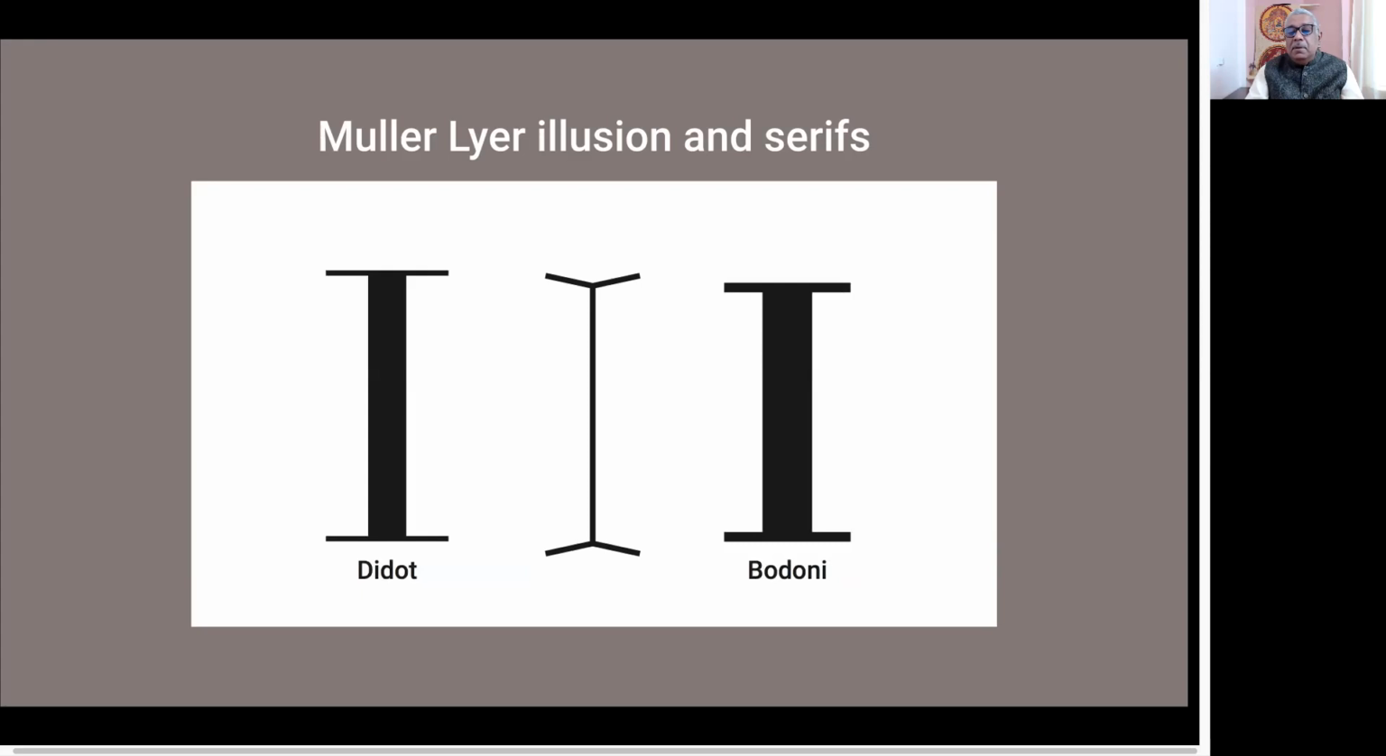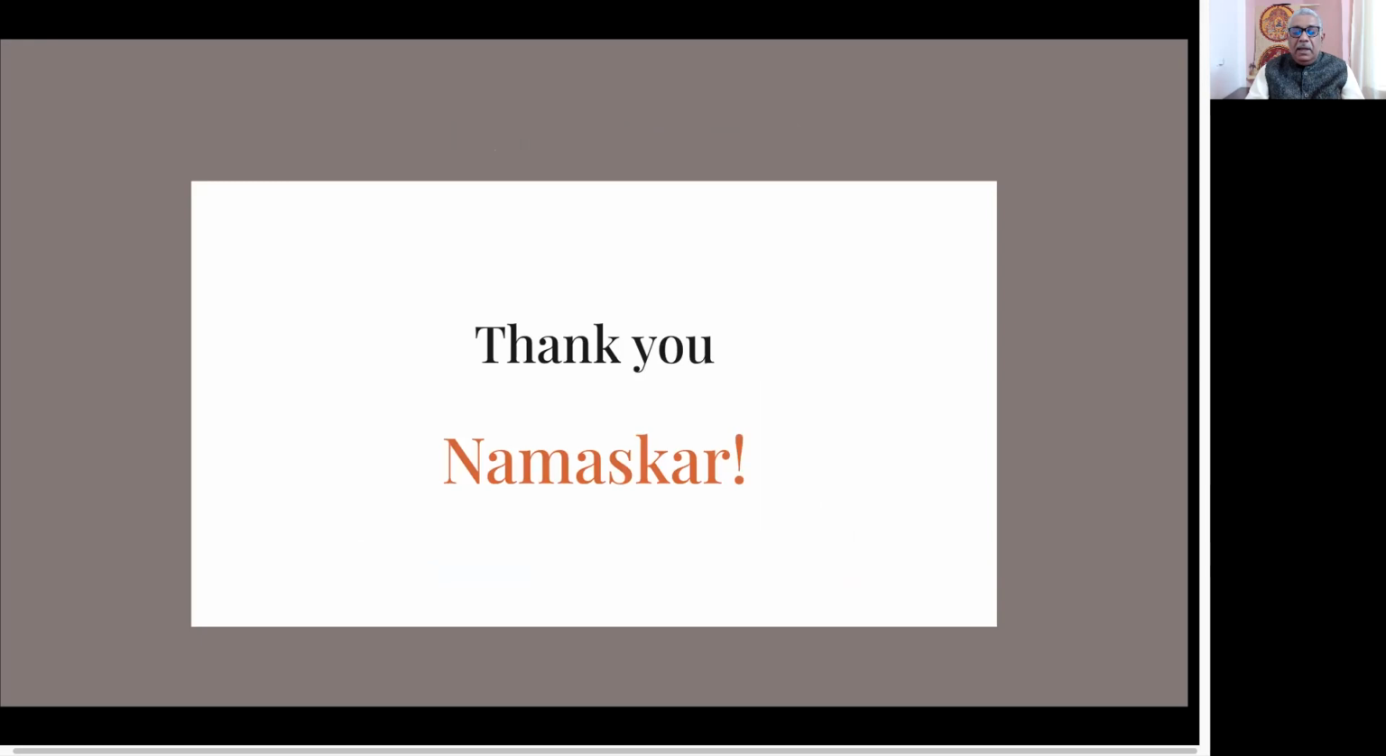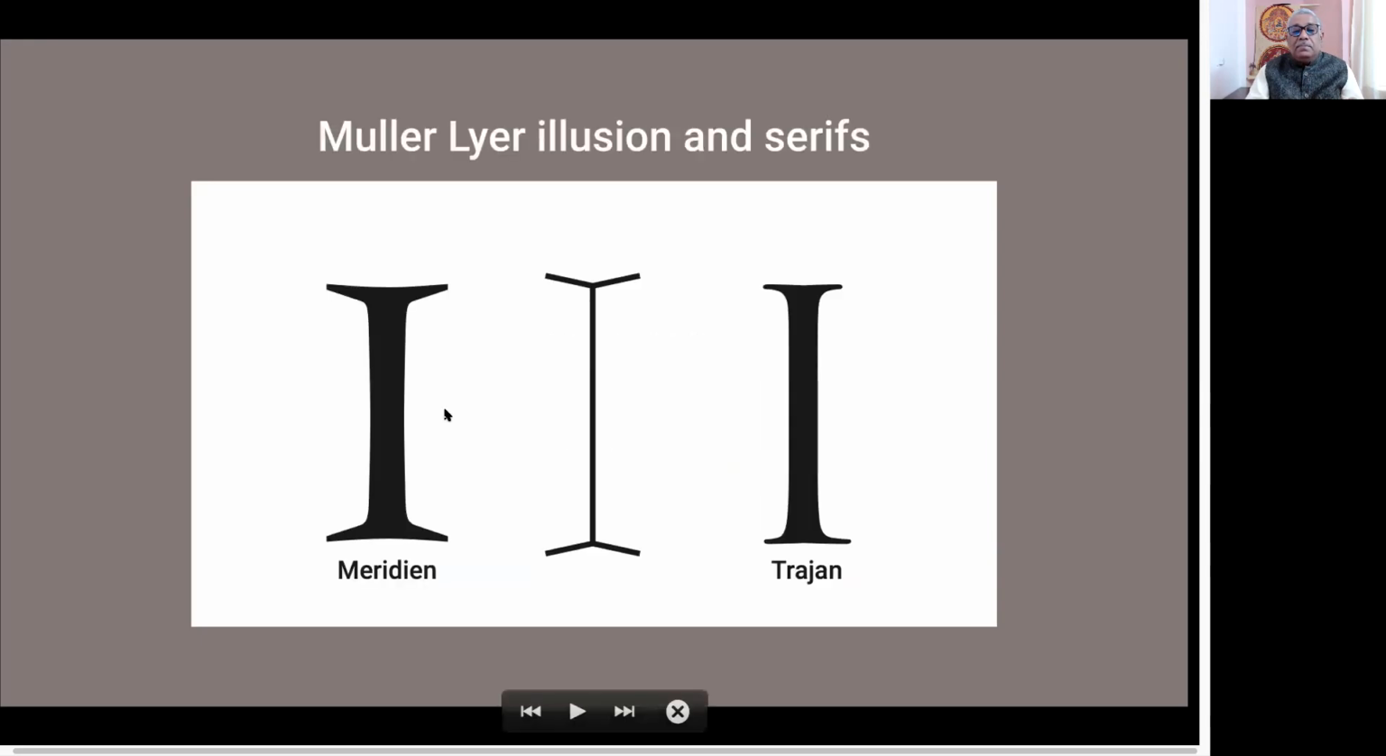Then comes comparing Bodoni and Didot. And Meridien is a very good example of how this concept of diverging lines can help achieve a feeling of more height than what is there. I would like to conclude here. There are hundreds of arguments we can make about the evolution of serifs and optical illusions, but this might be one of the reasons for the popularity of serifs.